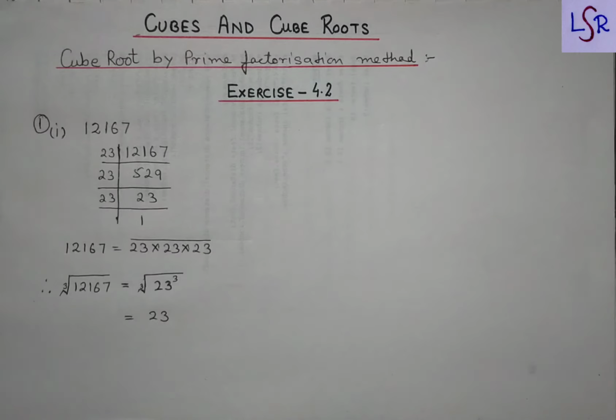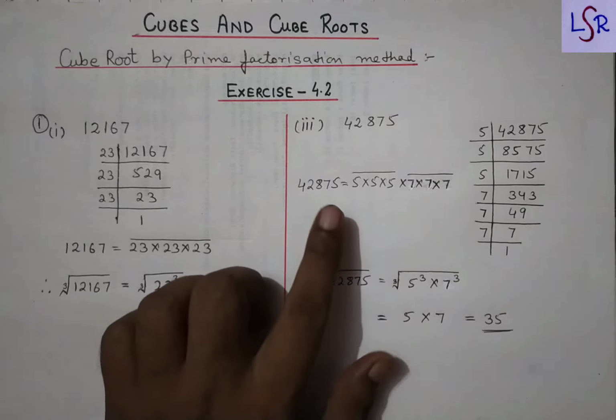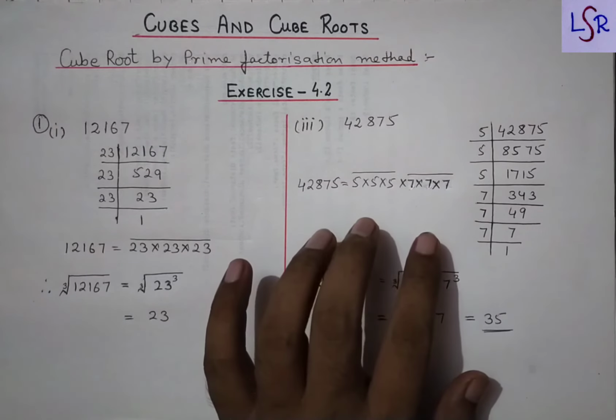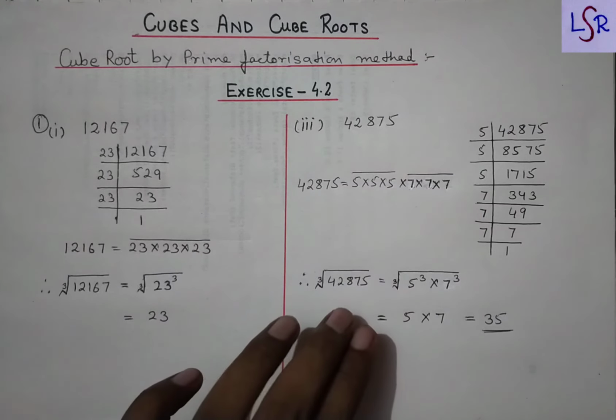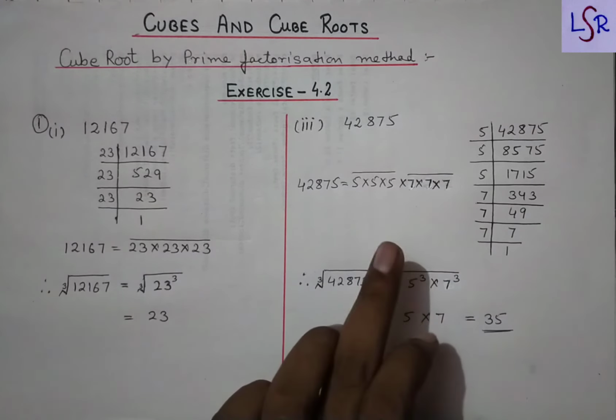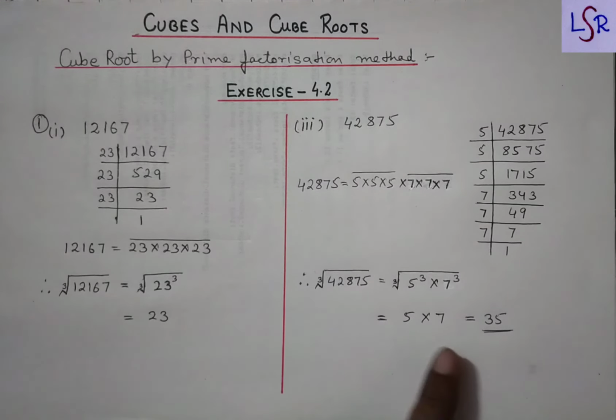Now let's see one more part of this one, and here we have taken the number 42,875. Now we'll find the prime factors of this number, and here we have got the prime factors of this one. Now we are going to write this in the form of a product of all the primes, and on writing this we have got triplets of 5 and 7. Then we find the cube root of it by writing this in the form of cubes, and then we take one member of each cube to get 5 and 7, and finally the answer we are getting is 35.